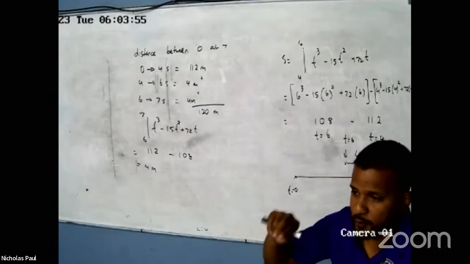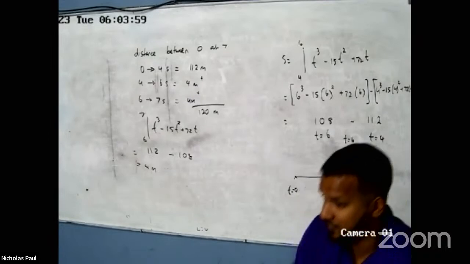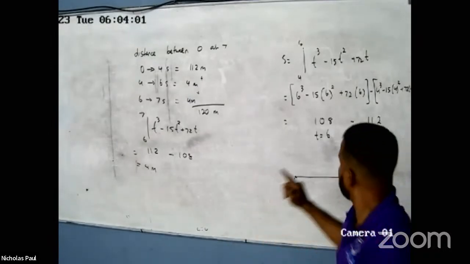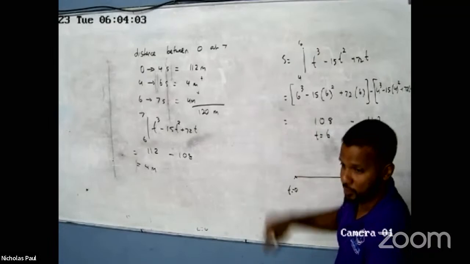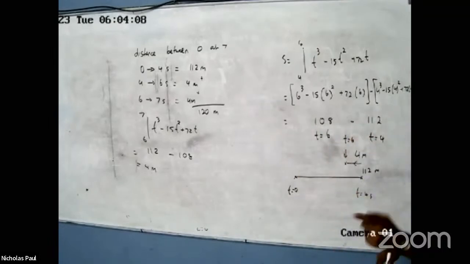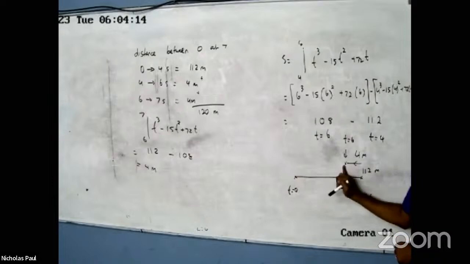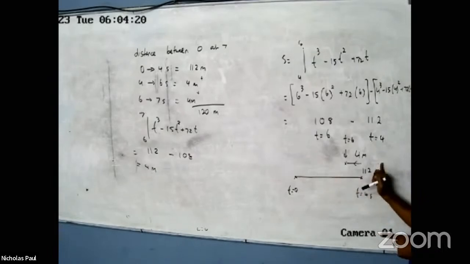Anybody integrate between 0 and 7? What did you get? 112. You see what happened? You lost the change in direction. So here's what happened to him in the last second. So 0, 4, 6, 7. Did he go this way or this way? He went towards me, correct. He went back right here.